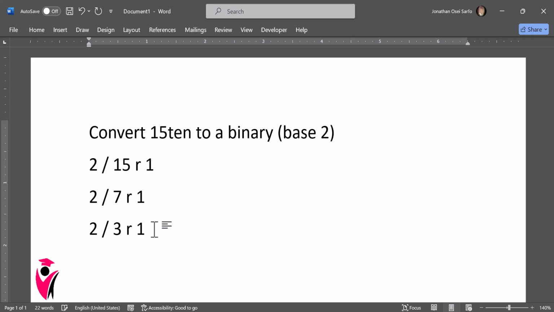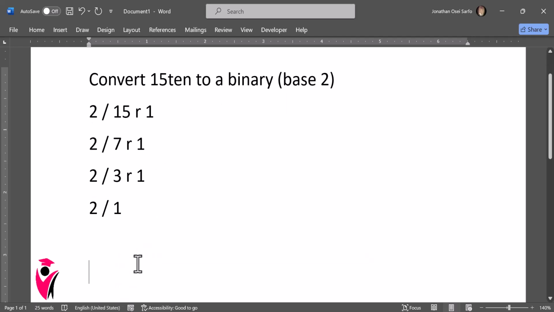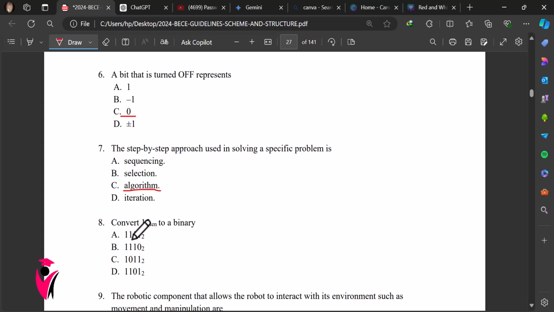Now the number left is 1. The number is less than the base, so we can't divide further. So we leave it like that. We count from the last digit, that is here, from the bottom to the top. So it will be 1, 1, 1, 1. When you convert 15 in base 10 to binary, the answer is 1111. In short, when you press 15 on the keyboard, the computer understands it to be 1111. So the correct answer is this in base 2.